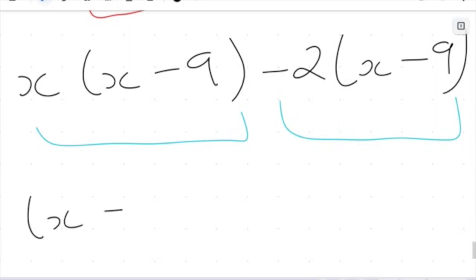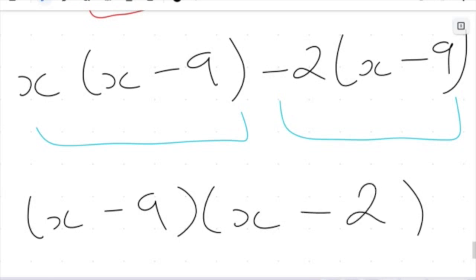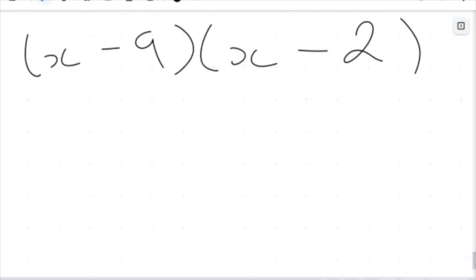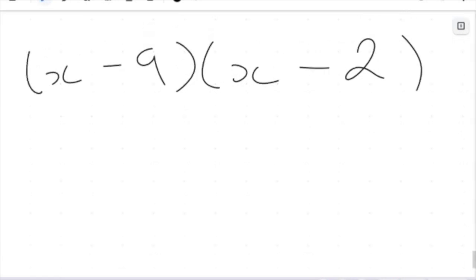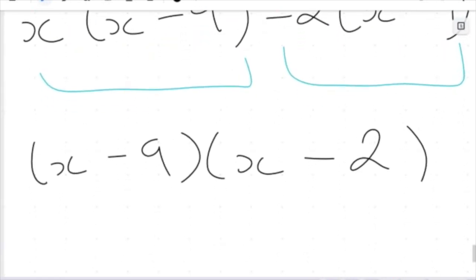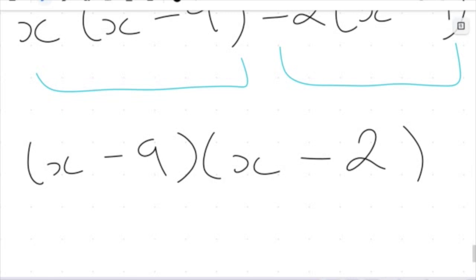I have x minus 9. And here, when I take that out from both, I wind up with x from the first one and minus 2 from the next one. You guys can expand this to double check I've done it right. If I haven't, please let me know. But that is how we can factorize these monic quadratic trinomials.